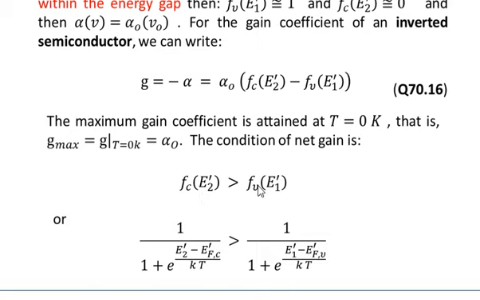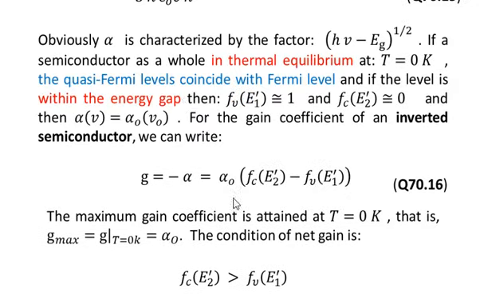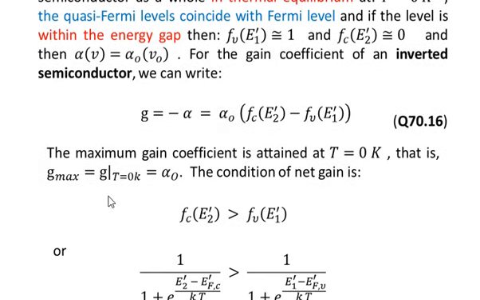Now you see that the two quasi-Fermi levels are now separated. And here you see that we were considering the condition when they were coinciding with the Fermi level of the band within the band gap. Now we are considering inverted semiconductors, where we have inverted the population of the majority carriers, and under that condition the two levels are separated, that is Fc of E2 prime and Fv of E1 prime are now separated, that is the two quasi-Fermi levels are separated.